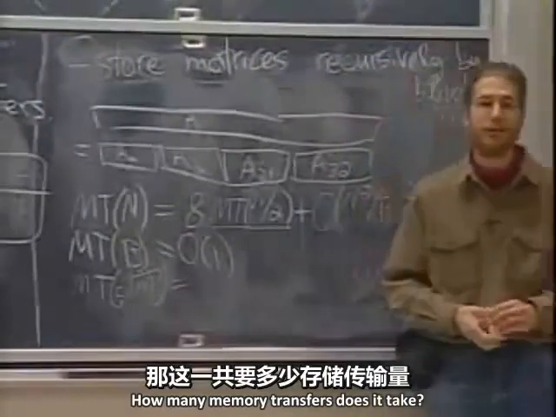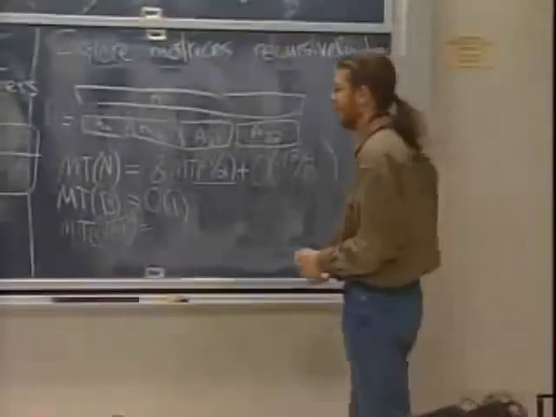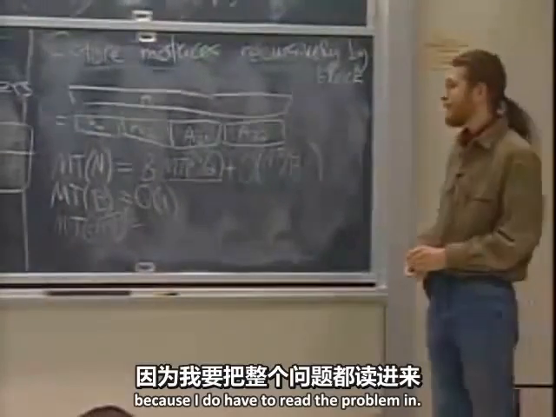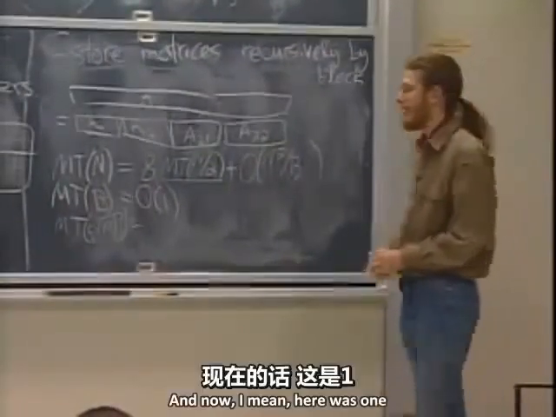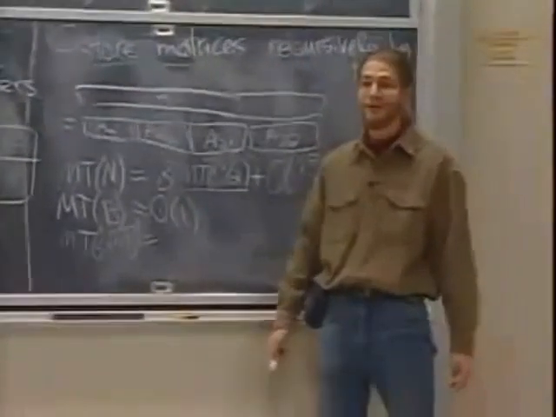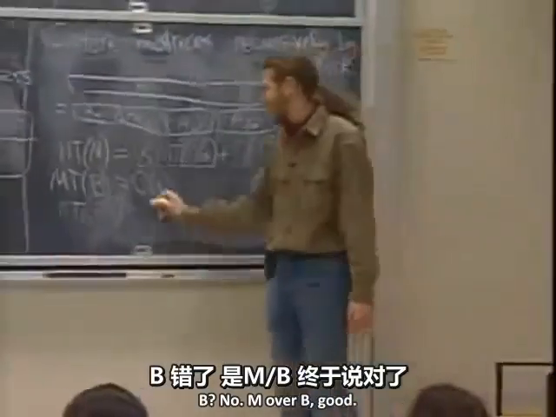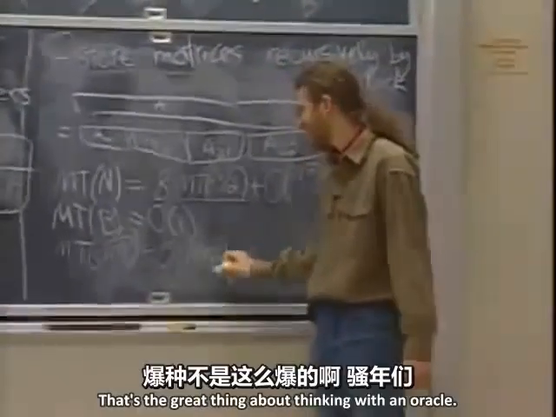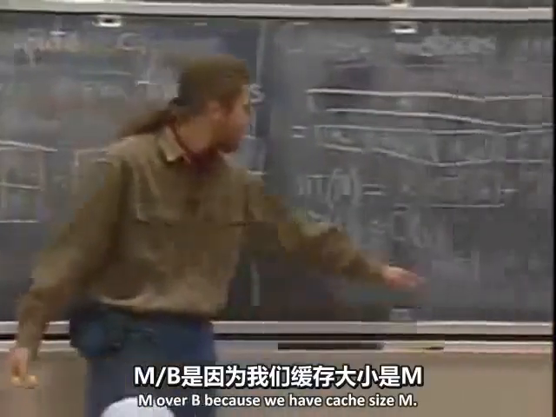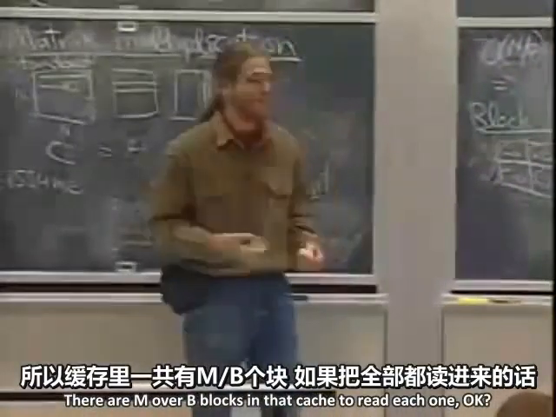How many memory transfers does it take? 1. It's a bit too small. Because I do have to read the problem in. Here it was 1 because there's only 1 block to read. Now, how many blocks are there to read? Constant? Nope. B? Nope. M over B, good. Get it right eventually. It's a great thing about thinking with an oracle. Just keep guessing. M over B, because we have cache size M. There are M over B blocks in that cache to read each one.